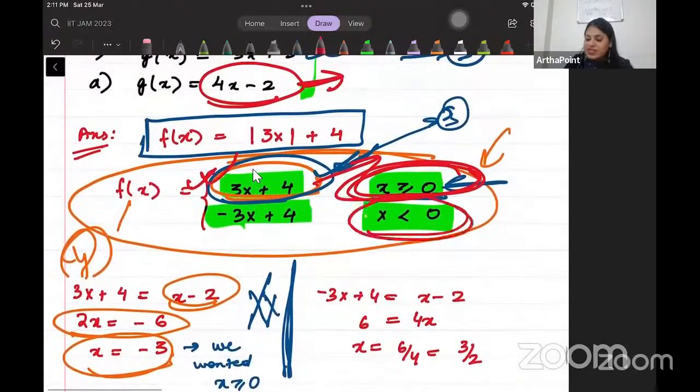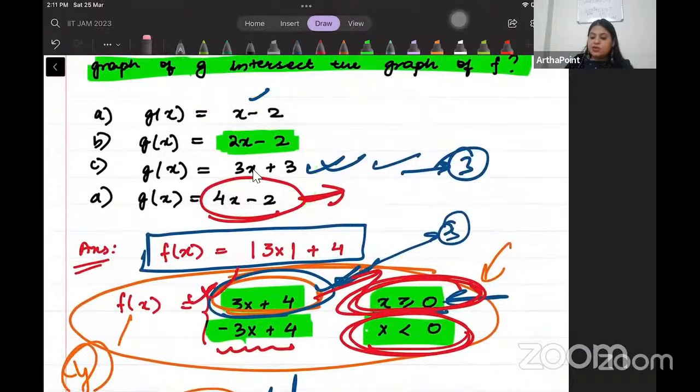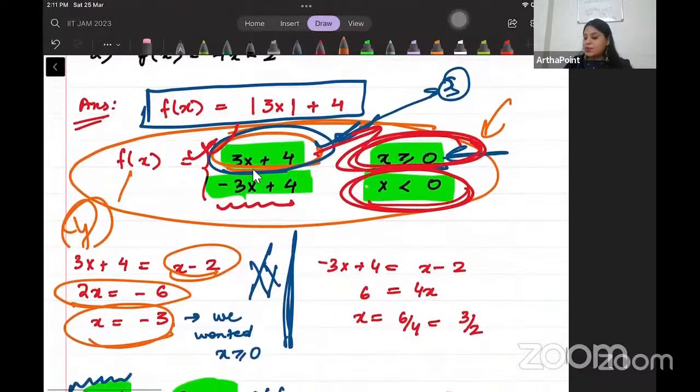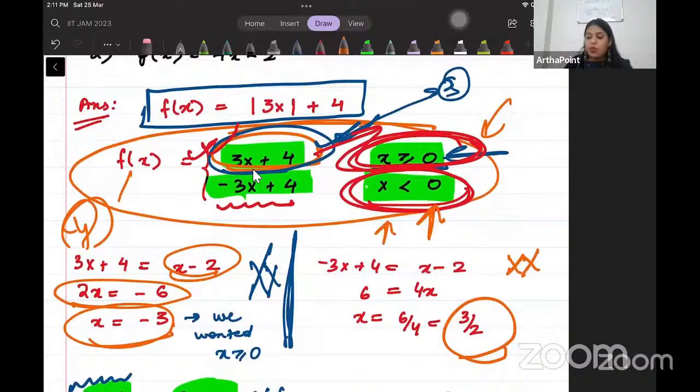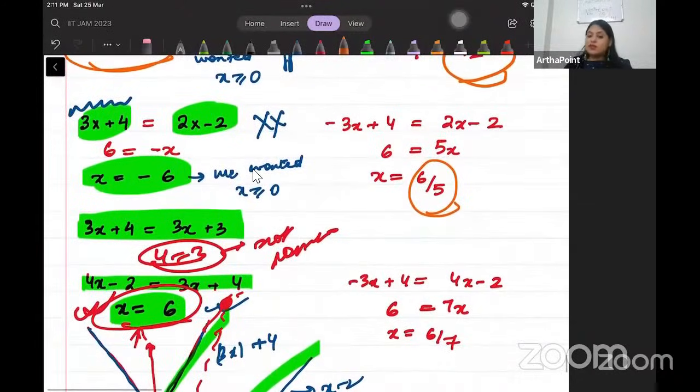So for x less than 0, my function was -3x plus 4. When I equated it to the first function, to this one, I found out that x is coming positive. But I wanted x to be negative, which means no. It cannot intersect even on the negative part, because it is giving me positive x, when in fact I wanted negative. Same you can check for the second one. It is giving me positive. I wanted negative. You can check for the third one and fourth one. It will always give positive. You wanted negative. So no other intersection possible.